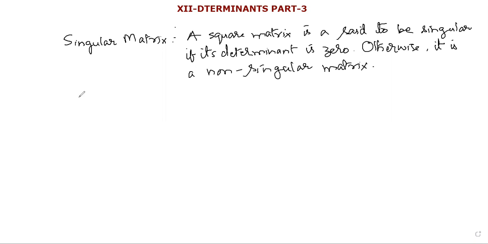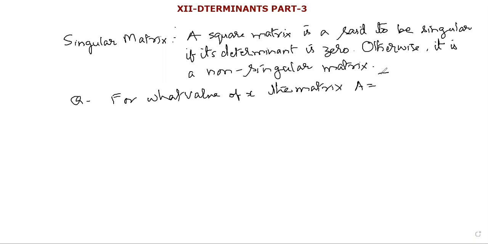So generally the question comes like this. For what value of x is the matrix A equal to 1 minus 2 3, 1 2 1, x 2 and minus 3 singular? It means it is a singular matrix and we have to find the value of x.